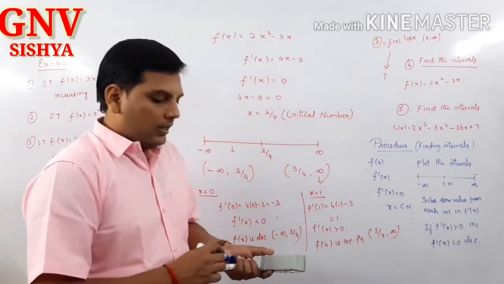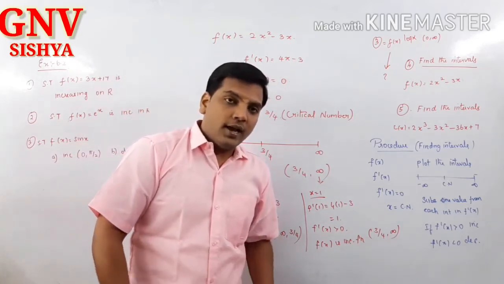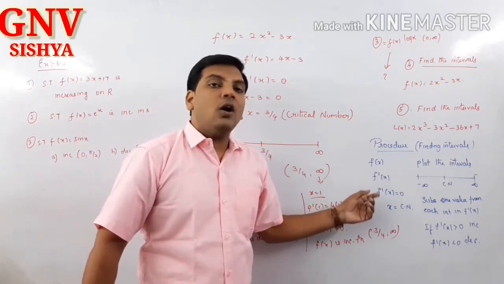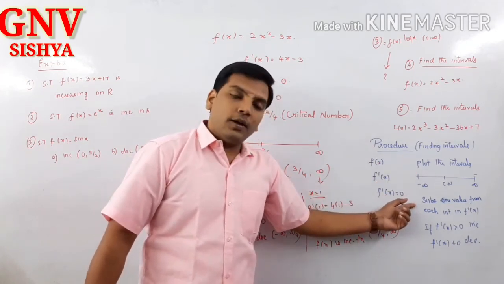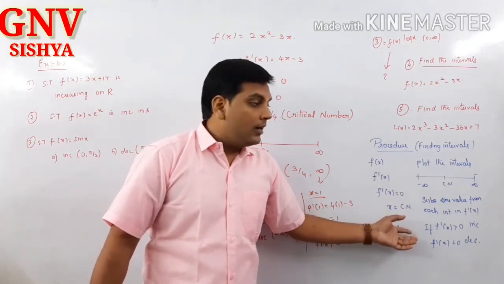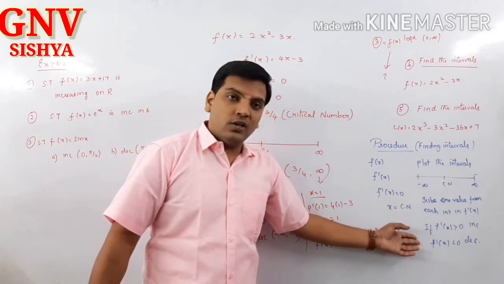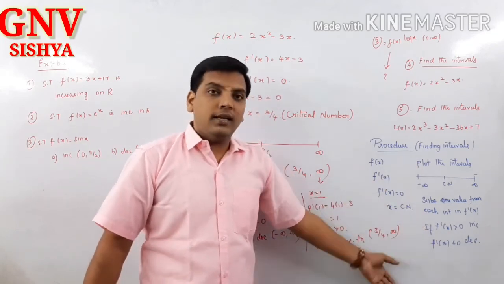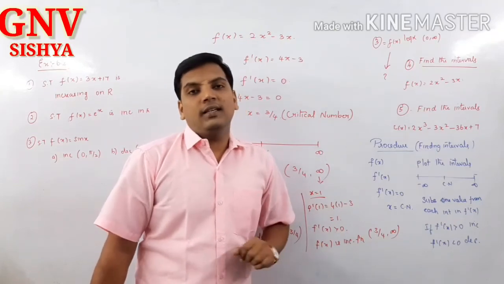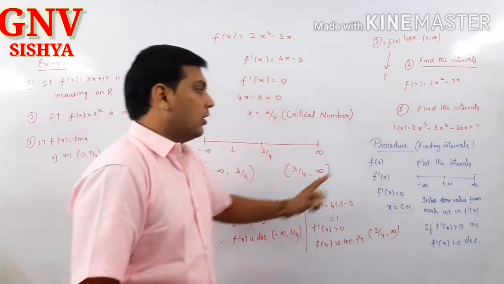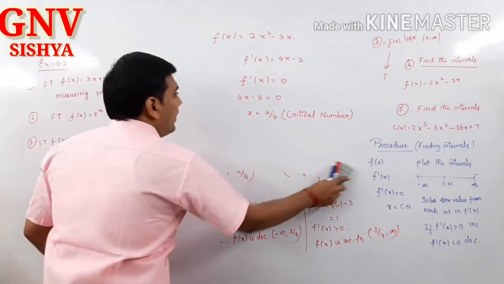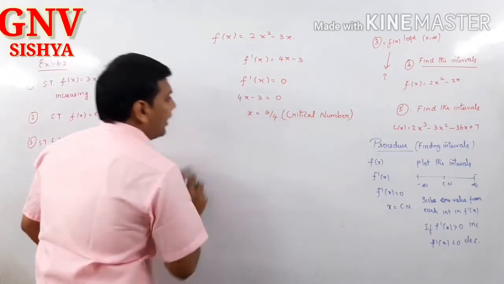That's all. F of x is given, you differentiate to get f dash of x, equate f dash of x to 0, get the critical number, plot the intervals, and substitute one value from each interval. If f dash of x is greater than 0, it is increasing. If it is less than 0, it is decreasing. Can you understand? I want you people to note this down. This is very, very important. Let me go with sum number 5 so you can understand better.